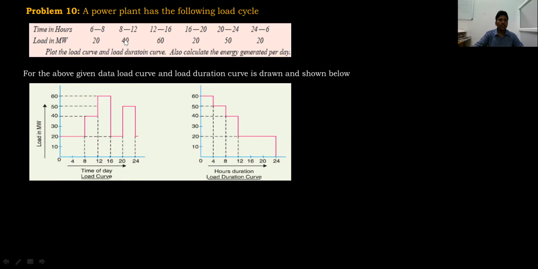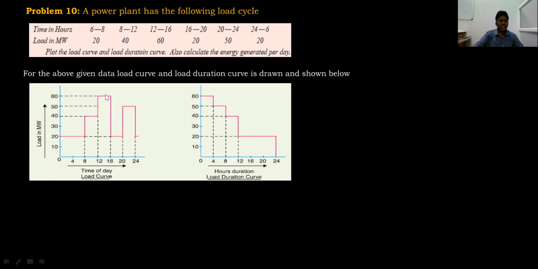From 8 to 12, it is 40 megawatts. In the same way, 12 to 16, 60 megawatts. 16 to 20, 20 megawatts. 20 to 24, 50 megawatts. And 24 to 6, it is 20 megawatts. The same values are given for these periods also. So, we have drawn the load curve.